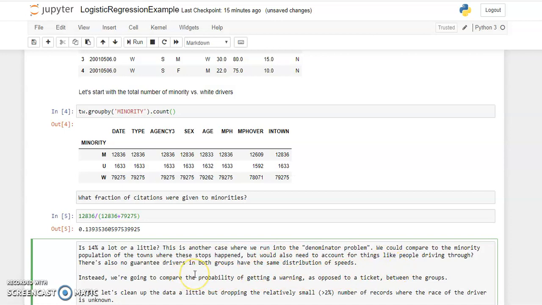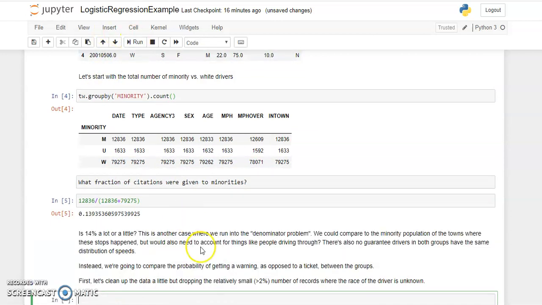We could try to compare the minority population of the towns where the stops happened to the number of minority drivers who were stopped. But of course, even if we have a census count, we don't know how many of them are drivers. We don't know about people who are driving through. And so again, we're going to look at who gets a warning versus who gets a ticket, because we know that all of those drivers were stopped. So in this case, we're going to go ahead and drop the rows where the race is unspecified. It's less than 2% of our data set, so I feel pretty comfortable doing this.